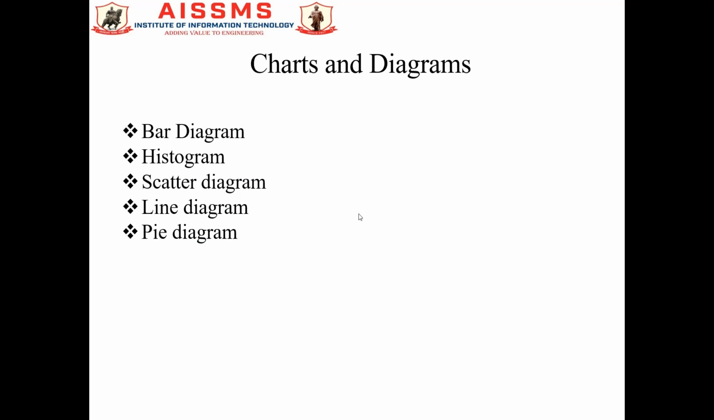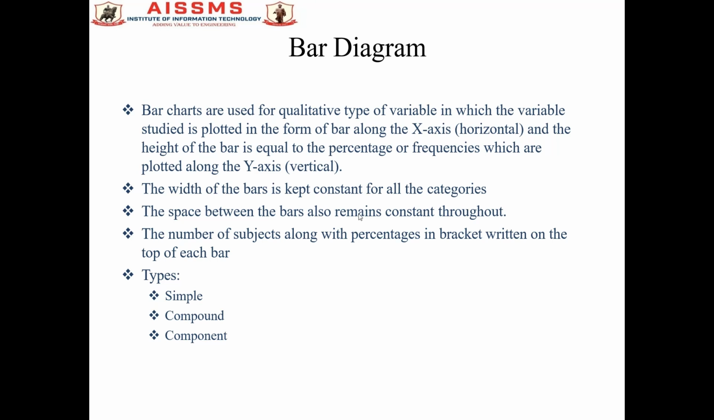Charts and bar diagrams are there. There are different types of charts: bar diagram, histogram, scatter diagram, line diagram and pie diagram. Bar charts are used for qualitative type of variables in which the variable studied is plotted in the form of bar along the x-axis, and height of a bar is equal to the percentage or frequencies which are plotted along the y-axis. The width of the bar is kept constant for all the categories. The space between the bars also remains constant throughout. The number of subjects along with percentage in bracket is written on the top of each bar.